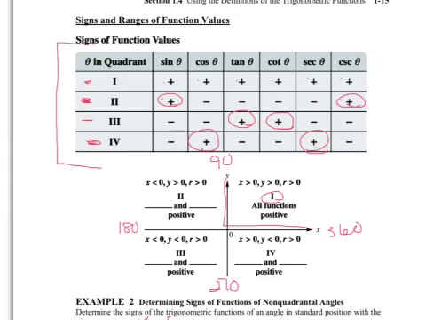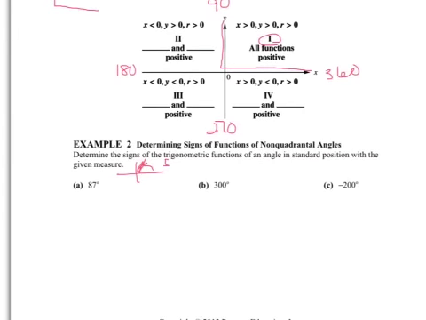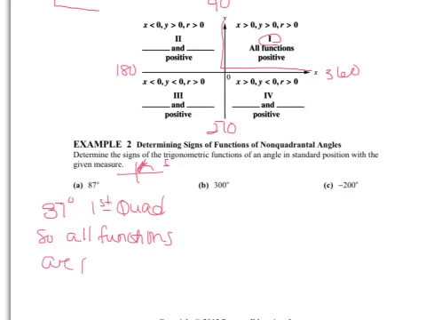So if I scroll back up here to quadrant 1, I know that all my values are positive. So I can go back down, and 87 degrees is in the first quadrant. So all functions are positive.